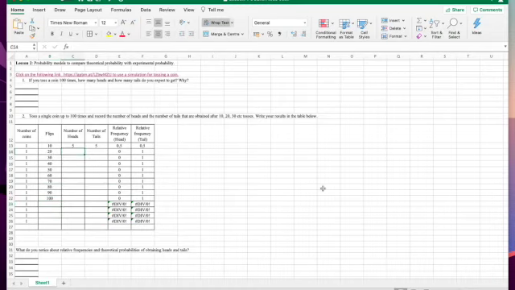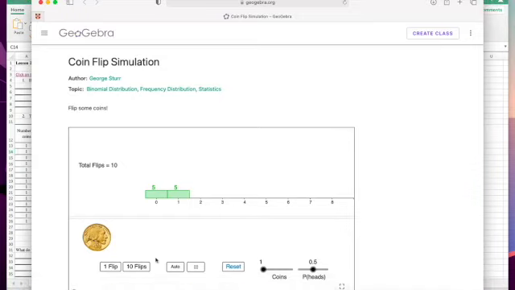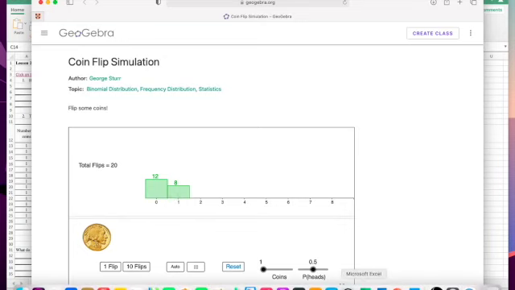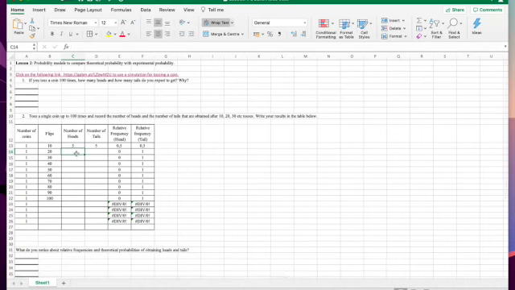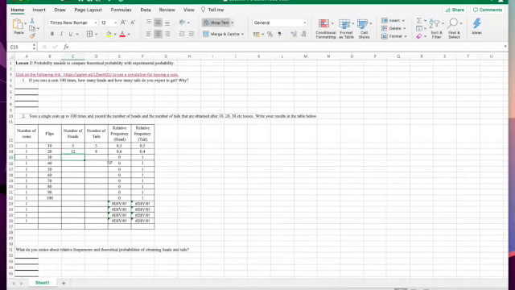Okay, so let's go back to the experiment now and see what happens. Let's throw it another 10 times. That makes it 20. And let's record that. We got 12 heads and 8 tails. I put in the formula already to calculate for me the probability, or rather the relative frequency.